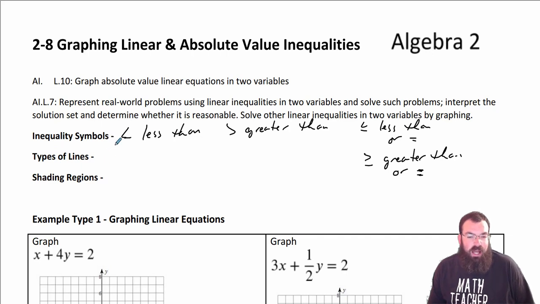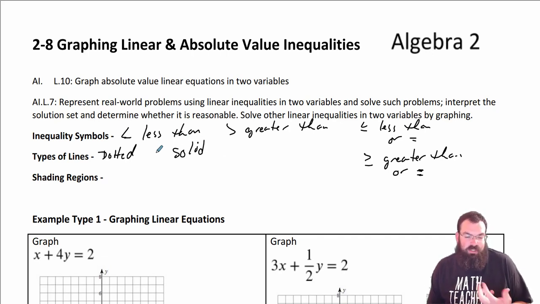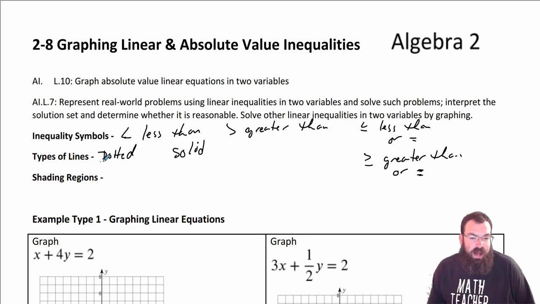Okay, some types of lines, we have what's called dotted or solid. Now, this is where it gets a little tricky, so we have to make sure the inequality symbols match up to the dotted and solid lines. So a dotted line is only going to be less than or greater than symbol. A solid line is going to be less than or equal, greater than or equal. So make sure you have the right lines, dotted versus solid, depending upon whatever the symbol is.